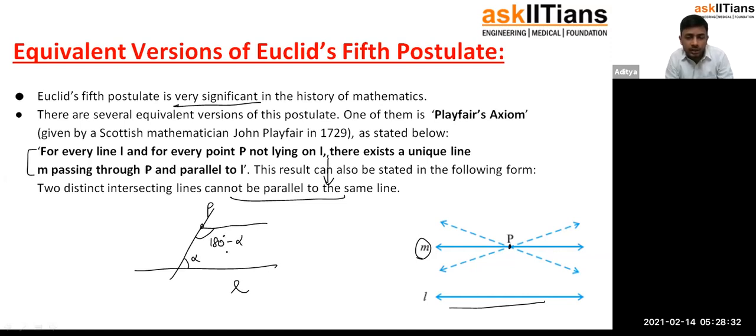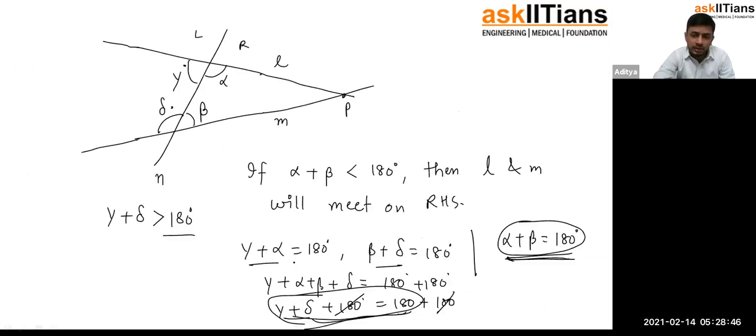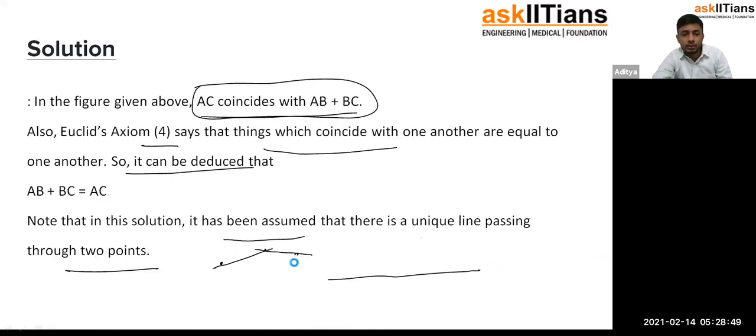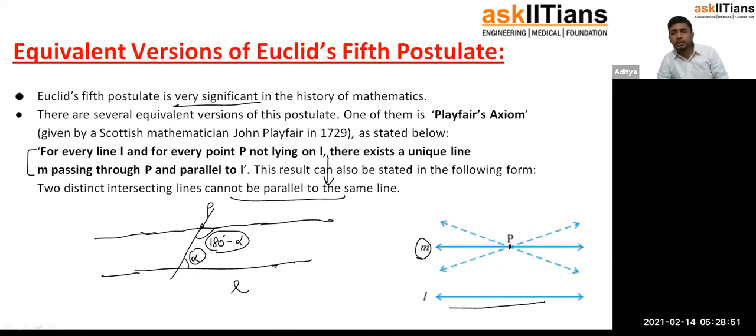How would that help us? Because alpha plus 180 degree minus alpha would be exactly 180 degree, in which case we know that they will never meet on any side, as we have already proved in this particular slide, correct? So that's what this Playfair's axiom is talking about, that there is a unique line passing through P which is parallel to line L. So we have proved that by this construction we can draw a parallel line, since they will not meet on any side, right?